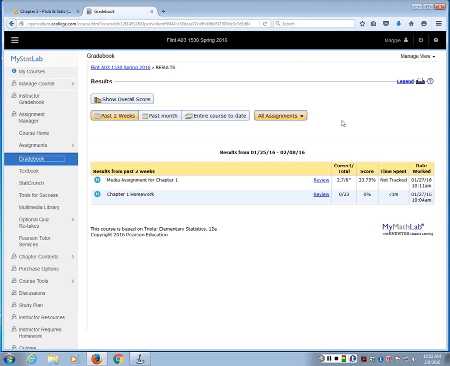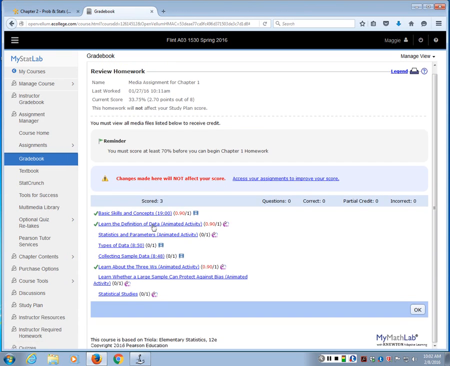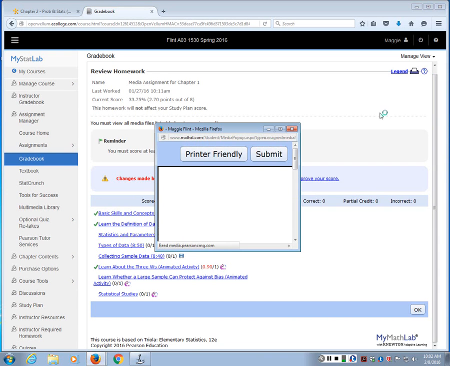and you go to your Gradebook, like this is my Gradebook, it shows you the media assignment for chapter 1 and then it shows the chapter 1 homework because I've actually done those when we started in the class. So you need to just go to where your Gradebook is. Everything you've done, if you want to review the media assignment, see, I've only got a 2.7 out of 8 on that. So if I want to review the media assignment, I just click back on the media assignment, and I can look at the different ones that you have to do.